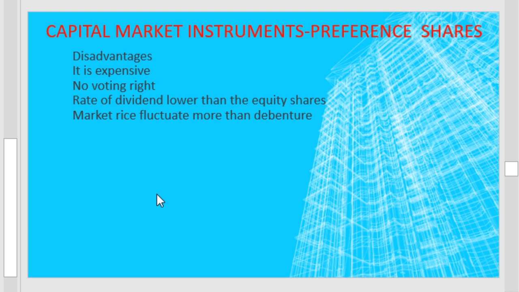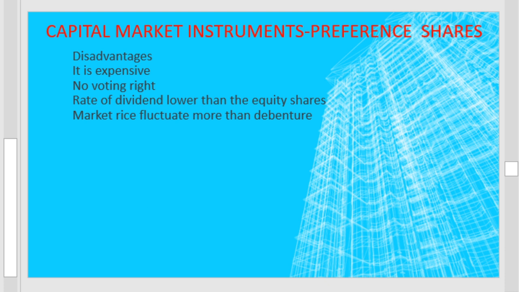The third disadvantage is that the rate of dividends on preference shares is usually lower compared to equity share dividends, and the market price of preference shares fluctuates much more than that of debentures. These are some of the important disadvantages of preference shares: it is expensive, there is no voting right, the rate of dividends is lower than equity shares, more fluctuations, etc.